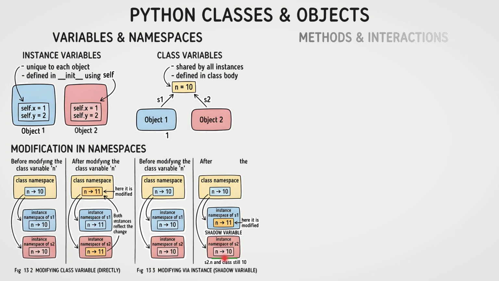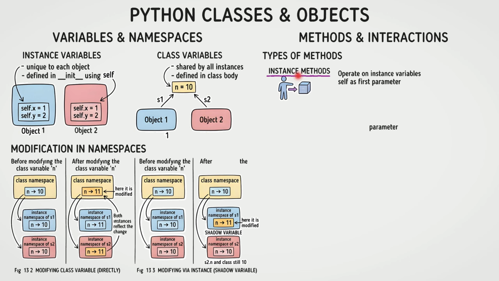Now let's talk about the actions our classes can perform, which are categorized into 3 types of methods, based on what data they access. First are instance methods. These operate directly on instance variables and must take self as their first parameter. They act as accessors to get data or mutators to set data.